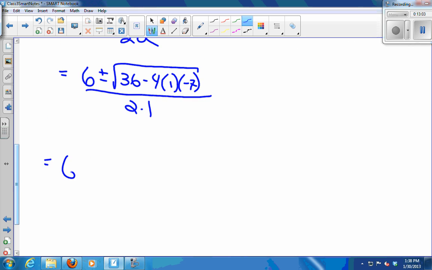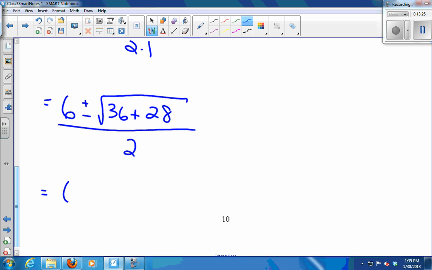So this is 6 plus or minus the square root of 36. And then I have a minus sign here and a minus sign here. Negative times a negative should give me a positive 28, 4 times 1 times 7, all over 2.